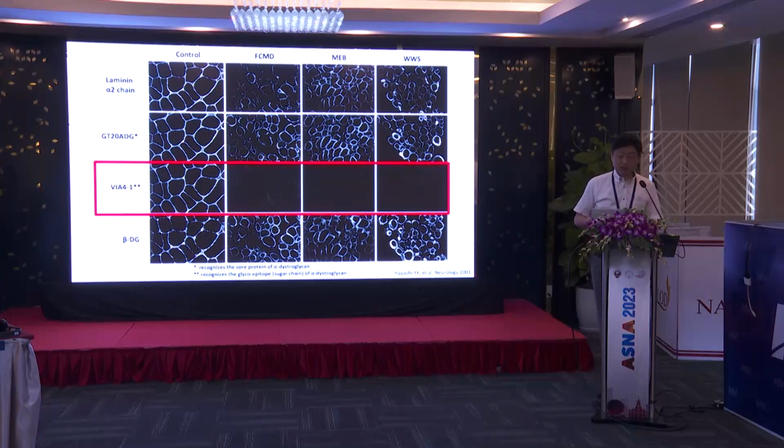This one, GT20ADG, is the name of an antibody which recognizes alpha-dystroglycan, but not the sugar chain part, the protein part. So you can see it is present. It means that alpha-dystroglycan itself is present, but the sugar chain is gone. So this is actually the start of analyzing the alpha-dystroglycan story.